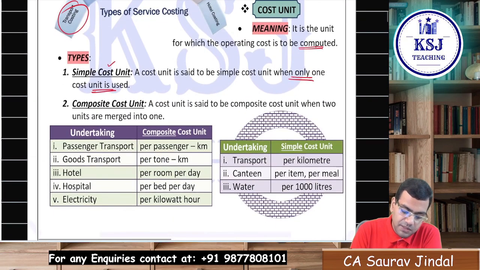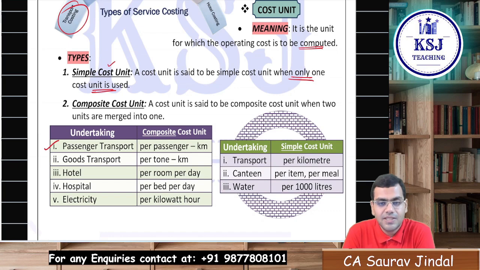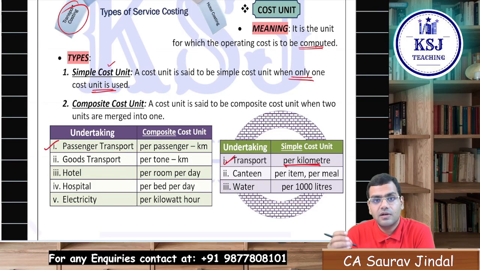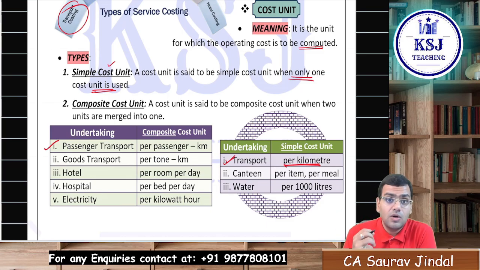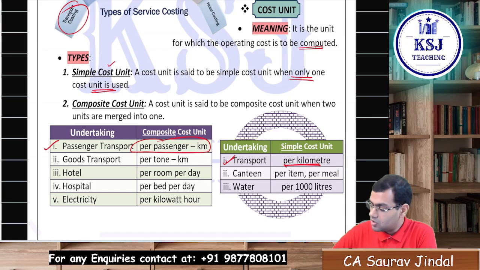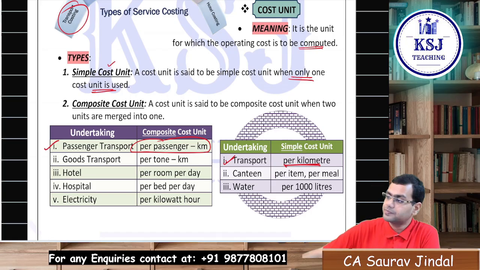For example, for passenger transport, if I am running a bus carrying passengers, I want to know what is my cost per passenger. Simple cost unit. Transport per kilometer, what is the cost that I have to incur for running the bus per kilometer? That's it, for one unit only. If I am carrying passengers, I want to know the cost of carrying one passenger over 1 kilometer, that is per passenger kilometer. This is what we know as composite cost unit, right?